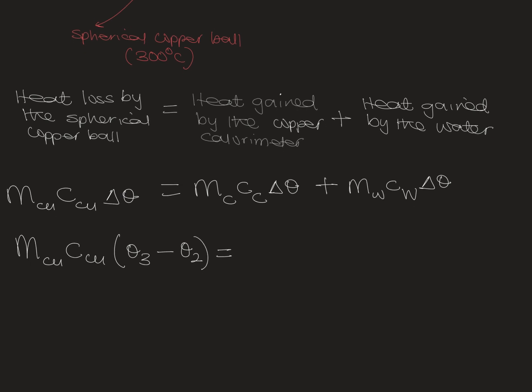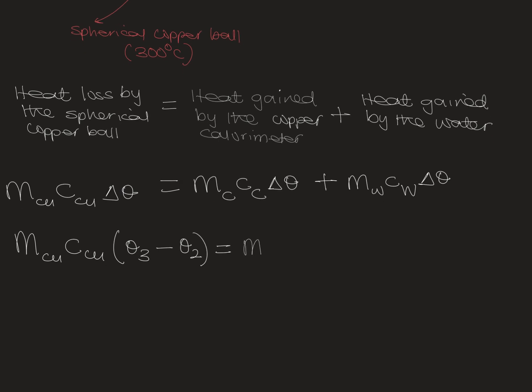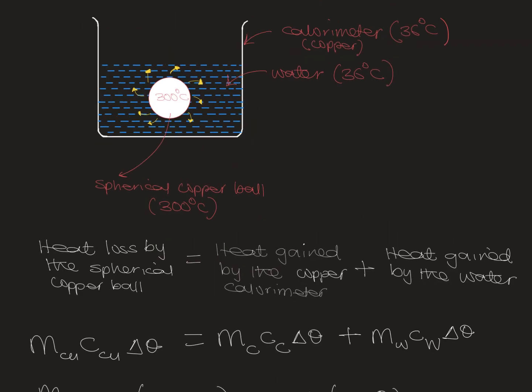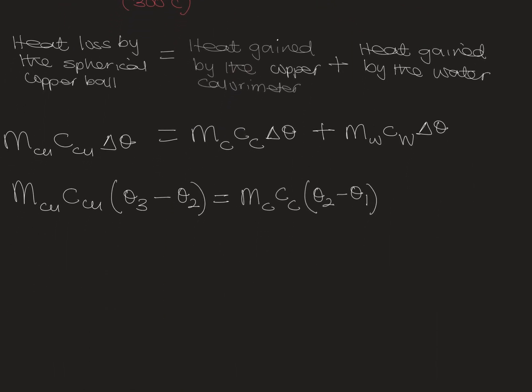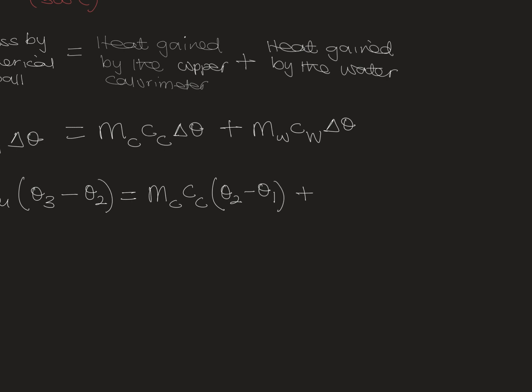This will be equal to the mass of the calorimeter, specific capacity of the calorimeter, times the change in temperature, which will be theta 2 minus theta 1. Let theta 1 be the initial temperature for the water and the calorimeter, that is 36 degrees Celsius. Then plus the mass of the water, mW, times the specific capacity of water, times the change in temperature, which will also be theta 2 minus theta 1.